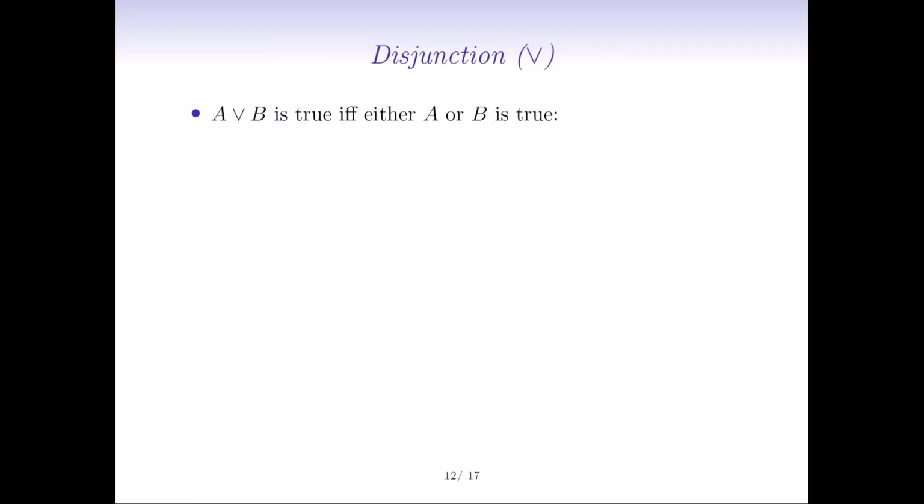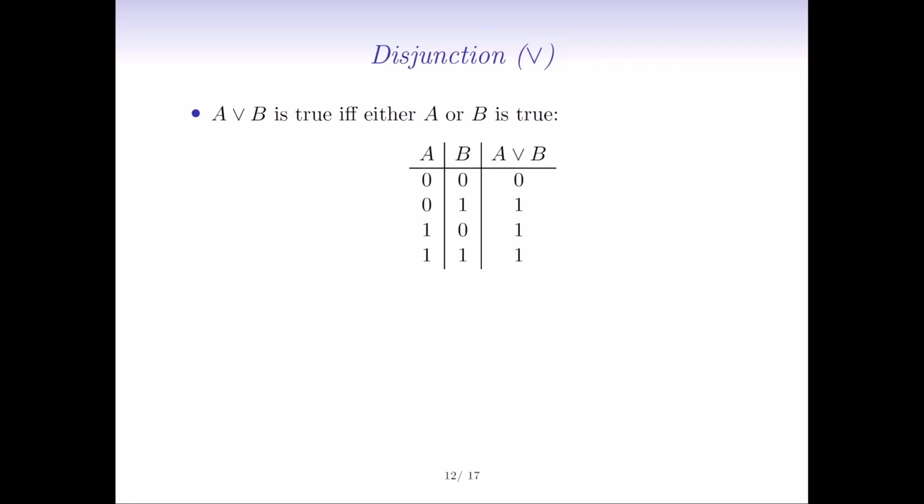Next, let's move on to disjunction. So A or B is true if either A or B is true. But in logic, it's important to say that or is inclusive. So A or B means A or B or both. Let's look at the truth table. So again, we have all the possible truth values of A and B, and we see that A or B is false when A and B are both false, and in all other cases, either where B is true, or where A is true, or where they're both true, then A or B comes out true as well.